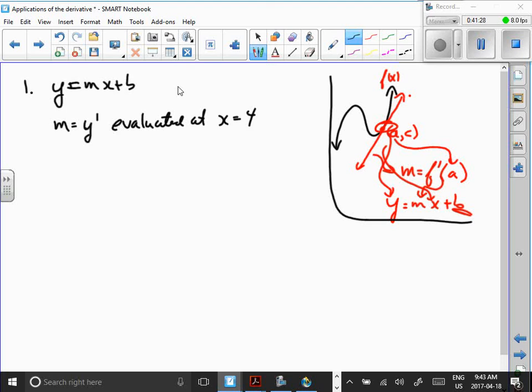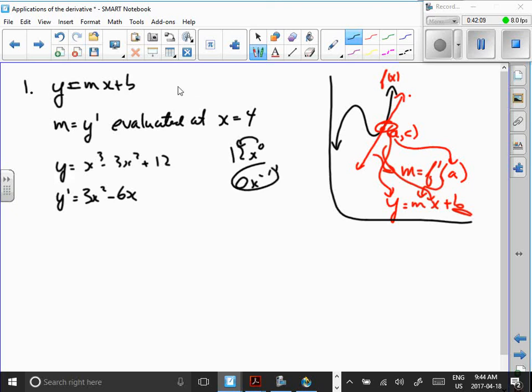we want the derivative first. The function y is x cubed minus 3x squared plus 12. So y prime is 3x squared minus 6x. What's the derivative of 12? We talked about the derivative of a constant. It's nothing. It's like 12x to the 0, so 0 times 12x to the negative 1, well, that's 0. Right? So the derivative of 12 is 0.